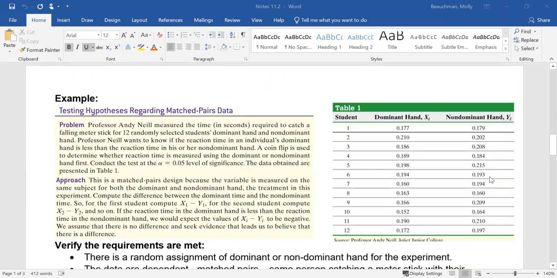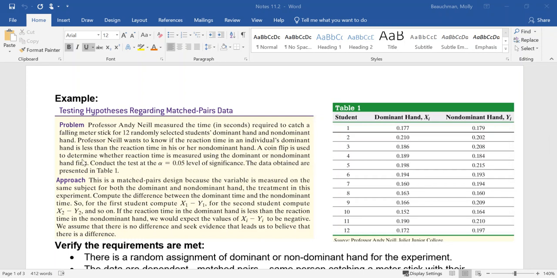So here's our experiment. The problem is Professor Andy Neal measured the time in seconds required to catch a falling meter stick for 12 randomly selected students' dominant hand and non-dominant hand. So imagine you have your right hand, he drops the meter stick, and they catch it with their right hand, he drops the meter stick, then he catches it, the same person, in the left hand. That's why this is matched pairs. It's the same person. Professor Neal wants to know if the reaction time in an individual's dominant hand is less than the reaction time in his or her non-dominant hand.